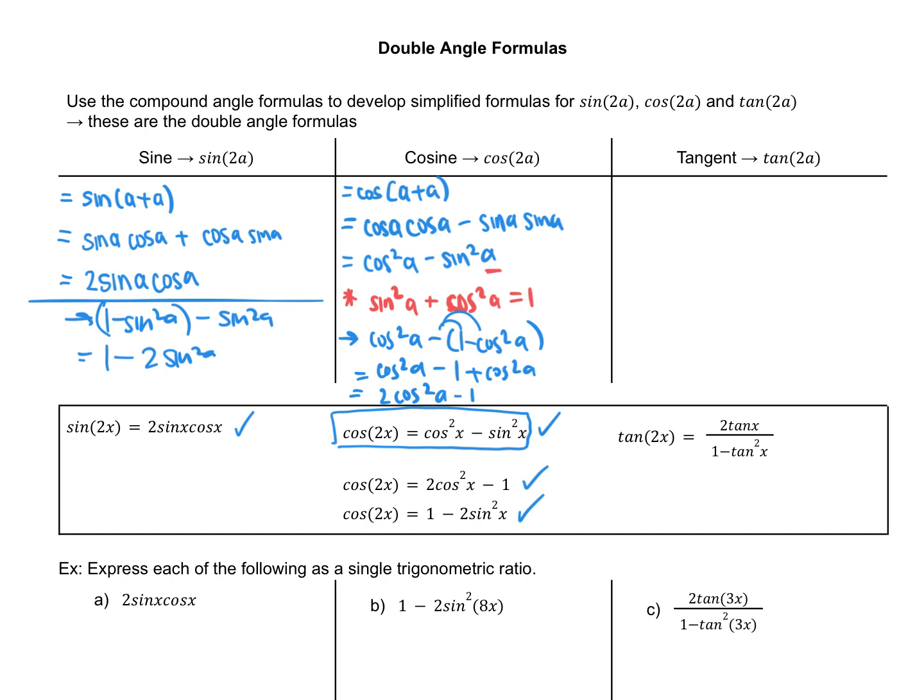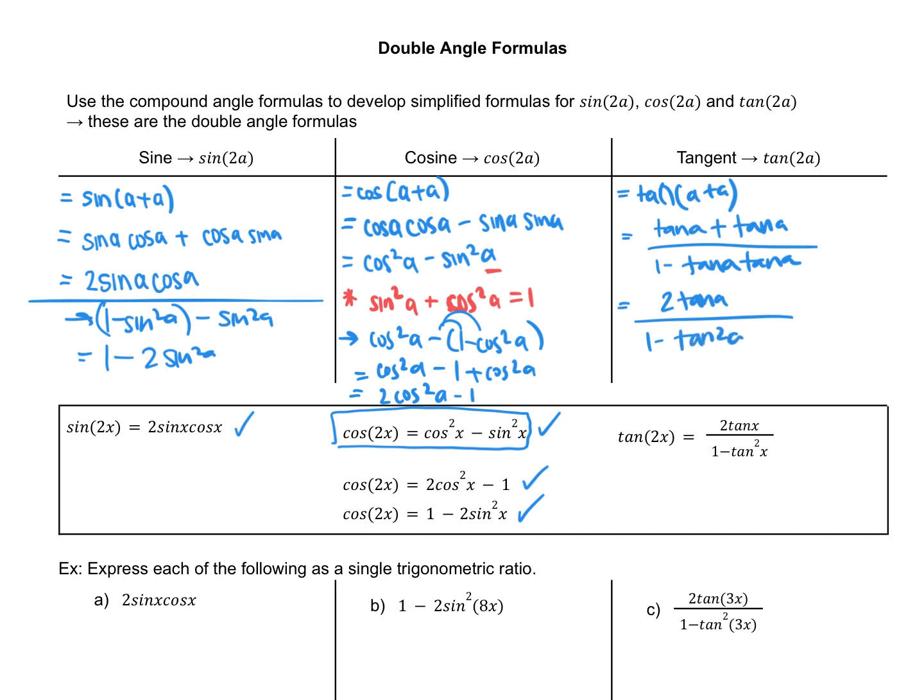And finally, our tangent double angle formula. That's going to be tan of a plus a. If we use our compound angle formula, that would be tan a plus tan a all over 1 minus tan a times tan a. This simplifies to 2 tan a in the numerator and 1 minus tan squared a in the denominator. And there's our tangent double angle formula.